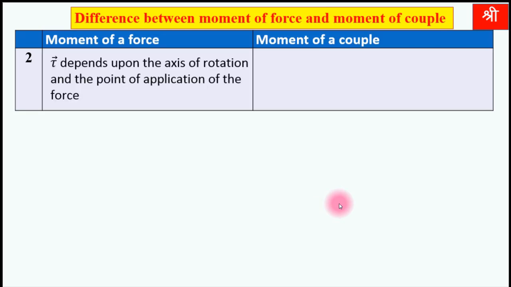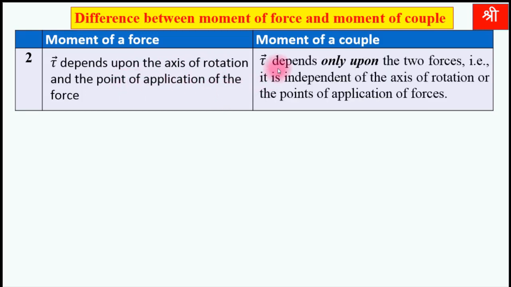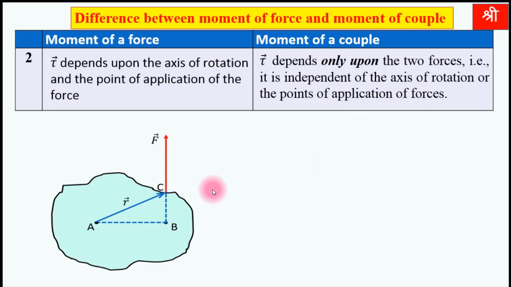Now see the second difference. What is the second difference? Torque depends upon the axis of rotation and the point of application of the force. Here in case of moment of couple, torque depends upon the two forces. That is, it is independent of the axis of rotation or the points of application of forces. See these figures. In case of moment of force, torque depends upon the axis of rotation. Here in this case, this force is acting at point C and this force rotates this body about this point E. The axis of rotation passes through this point E.